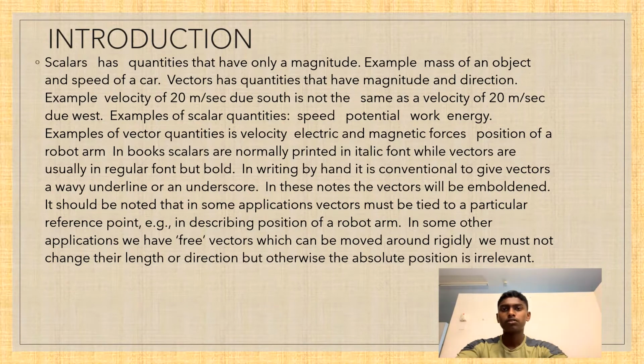It should be noted that in some applications, a vector must be tied to a particular reference point, for example in describing the position of a robot arm. In some other applications, we have free vectors which can be moved around. We must not change their length or direction, but otherwise the absolute position is irrelevant.